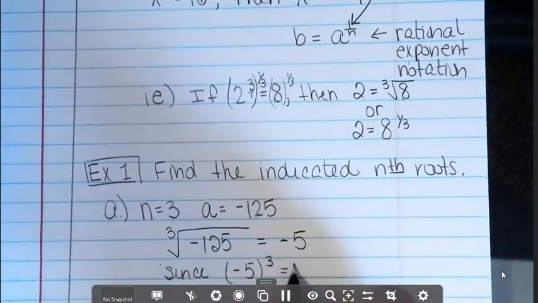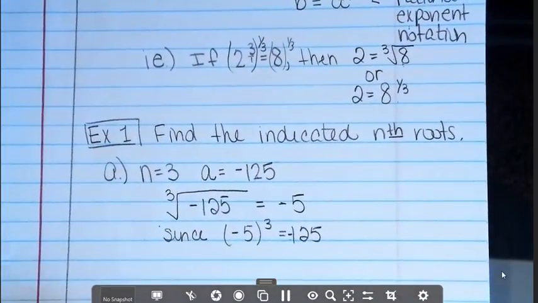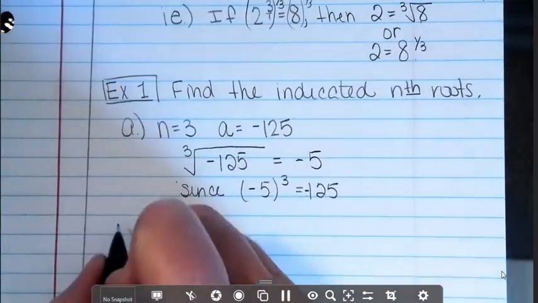And if you don't believe me, here I'll show you. Negative 5 cubed equals negative 125. So that's why that works. So let's try another one.